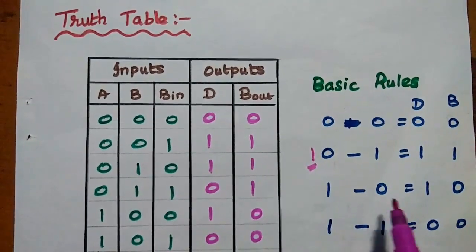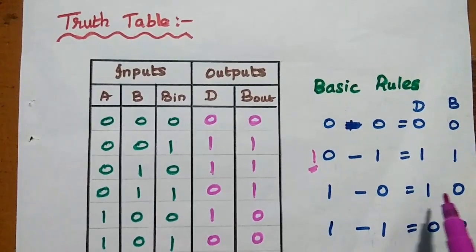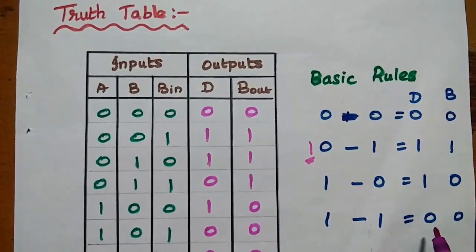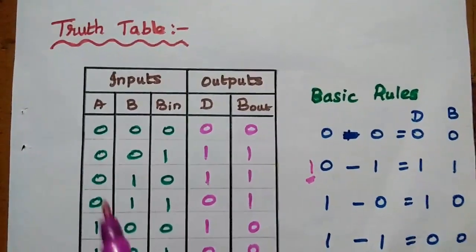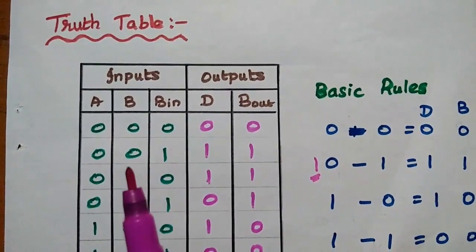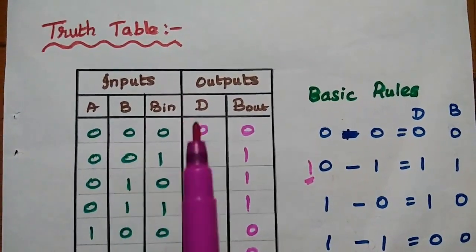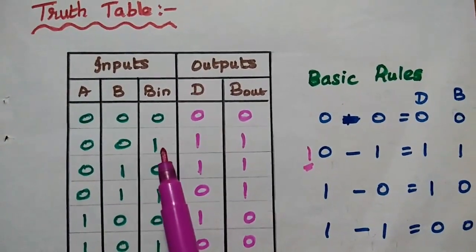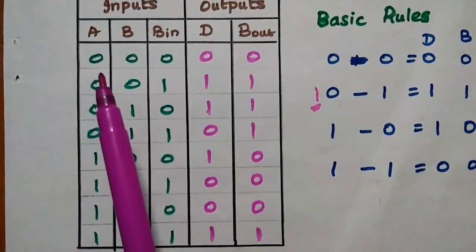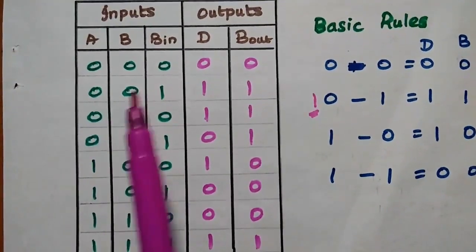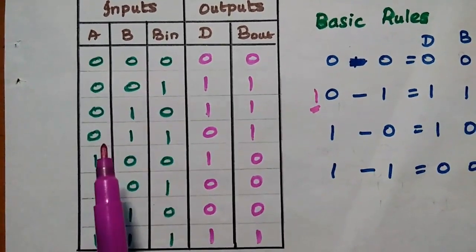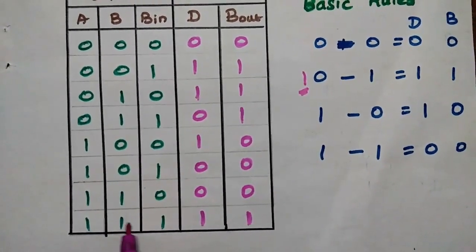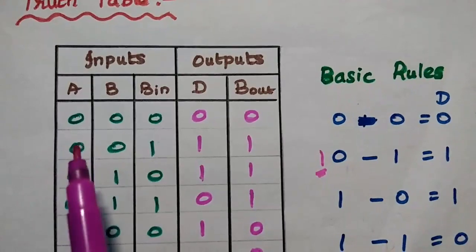Next, 1 minus 0 is equal to 1. The difference is 1. There is no borrow involved. 1 minus 1 is equal to 0. So here is the truth table for the full subtractor. The truth table relates the input and output combinations. For 3 inputs, there are 8 combinations from 0 to 7: 000, 001, 010, 011, 100, 101, 110, 111. Let's see each one.